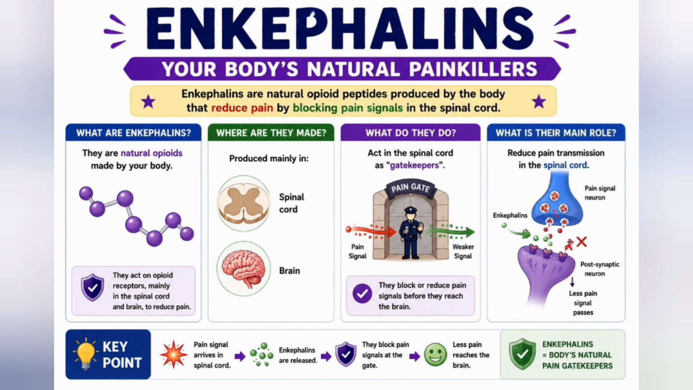Now, the next category of endogenous opioid is enkephalin. It can be thought of as the body's natural gatekeeper. It acts in the spinal cord as a gatekeeper. Whenever a pain signal comes to the spinal cord, it decides which pain signal to pass and which pain signal not to pass. It allows some pain signals to pass to the brain while it restricts most of the pain signals from passing to the brain. So, it acts as a gatekeeper.